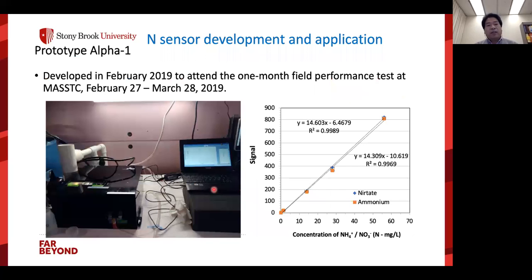Next, I will briefly show you the sensor development and application, basically testing with the water effluent. This is the first prototype we set up. We call it the prototype Alpha 1 version. It was developed in February 2019 to attend the one month field test at Mestec.